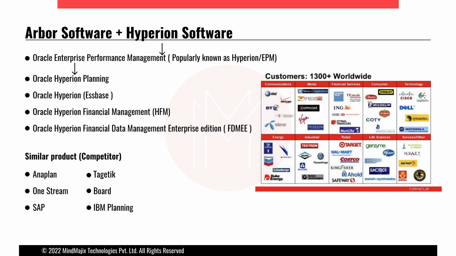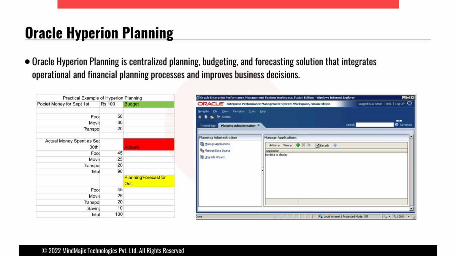Now I'll give you an introduction to Oracle Hyperion Planning, one of the modules. So what is Oracle Hyperion Planning? It is basically a centralized planning, budgeting, and forecasting solution that integrates operational and financial planning processes and improves business decisions. So what does that mean? I have created a table. I don't want to directly introduce how this software works in the corporate world, so I'm giving an example. This is how planning and forecasting happens in real life.